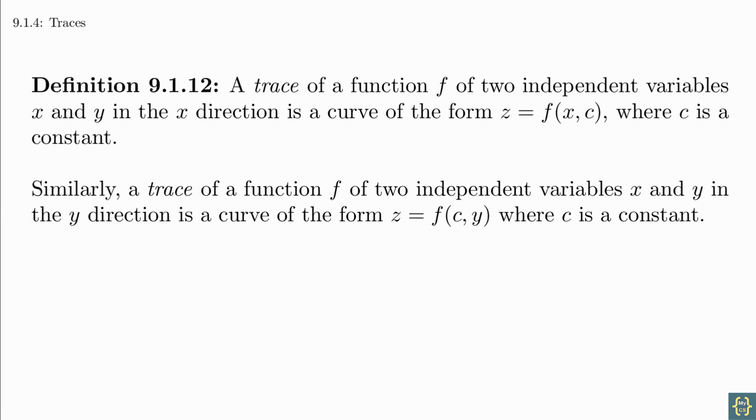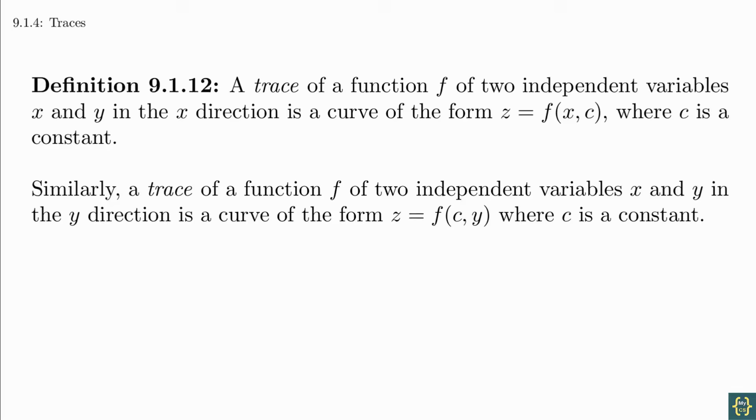When trying to understand the shape of these 3-dimensional graphs, it can be helpful to reduce it back to 2-dimensional shapes. One way of doing that is by creating traces. Here's the definition. Definition: a trace of a function f of 2 independent variables x and y in the x direction is a curve of the form z equals f of x, c, where c is a constant. Similarly, a trace of the function f in 2 independent variables x and y in the y direction is a curve of the form z equals f of c, y, where c is a constant.